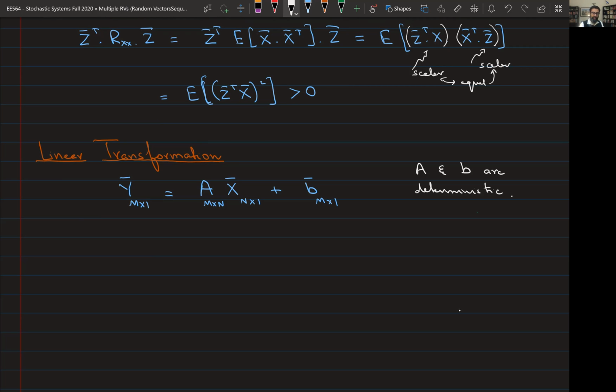But the question then is, if I know the covariance matrix of X, the correlation matrix of X, and the mean vector of X, what happens to the covariance matrix of Y? How can the covariance matrix of Y, the correlation matrix of Y, or the mean vector of Y be represented as a function of all of these parameters of X? So that's what we're going to try to do. We don't have enough time, so we'll do that in the next class.